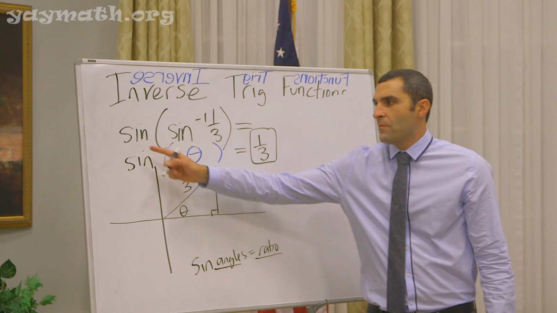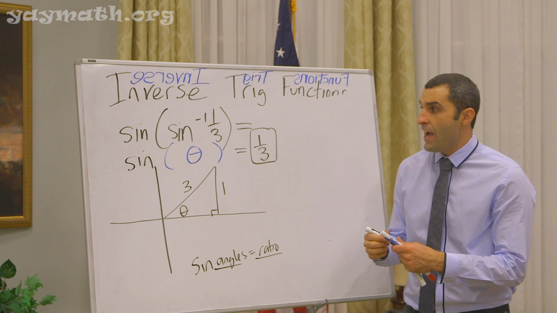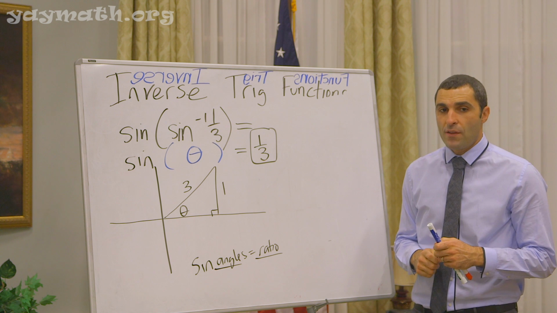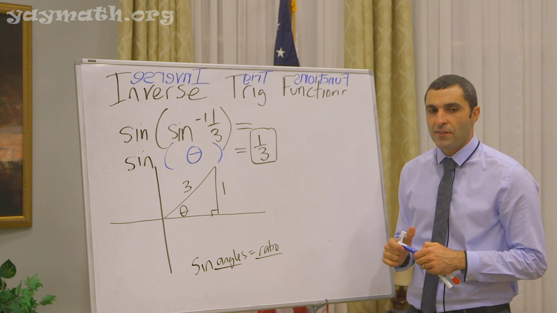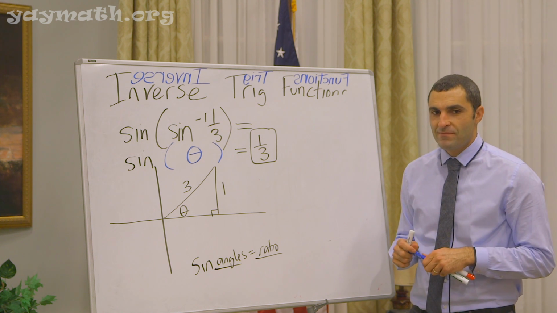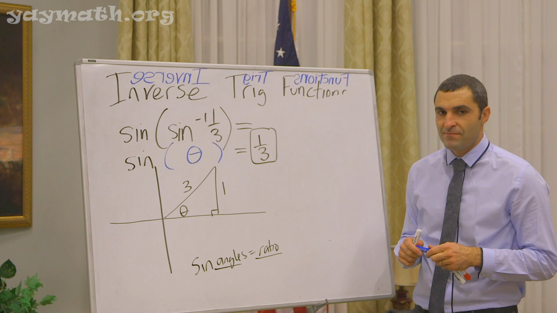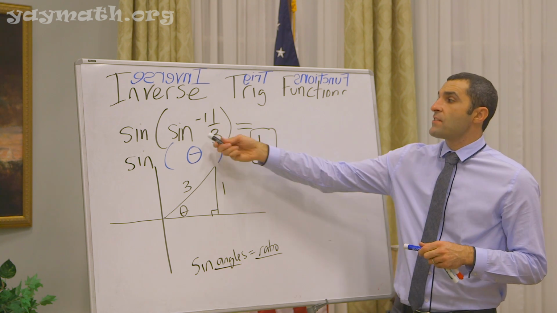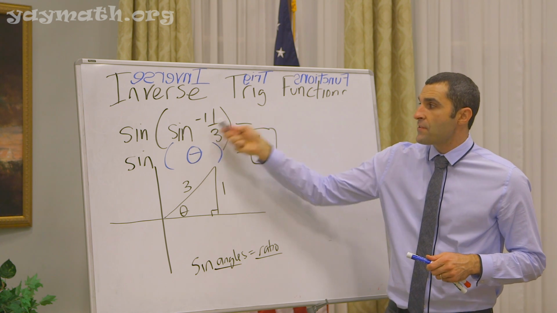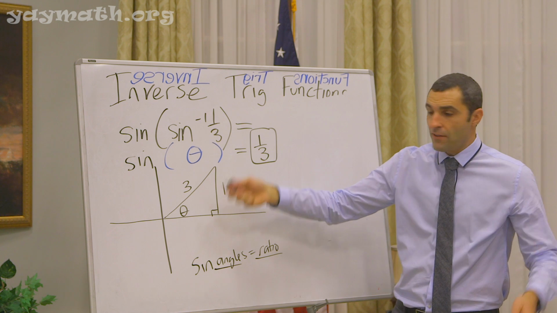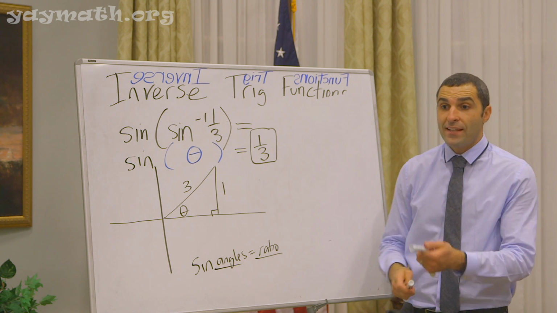So the sine of the inverse sine of 1/3 is 1/3. This is called inverse sine. Inverse sine of 1/3 is an angle. I don't know what that angle is. Now we can get that angle.